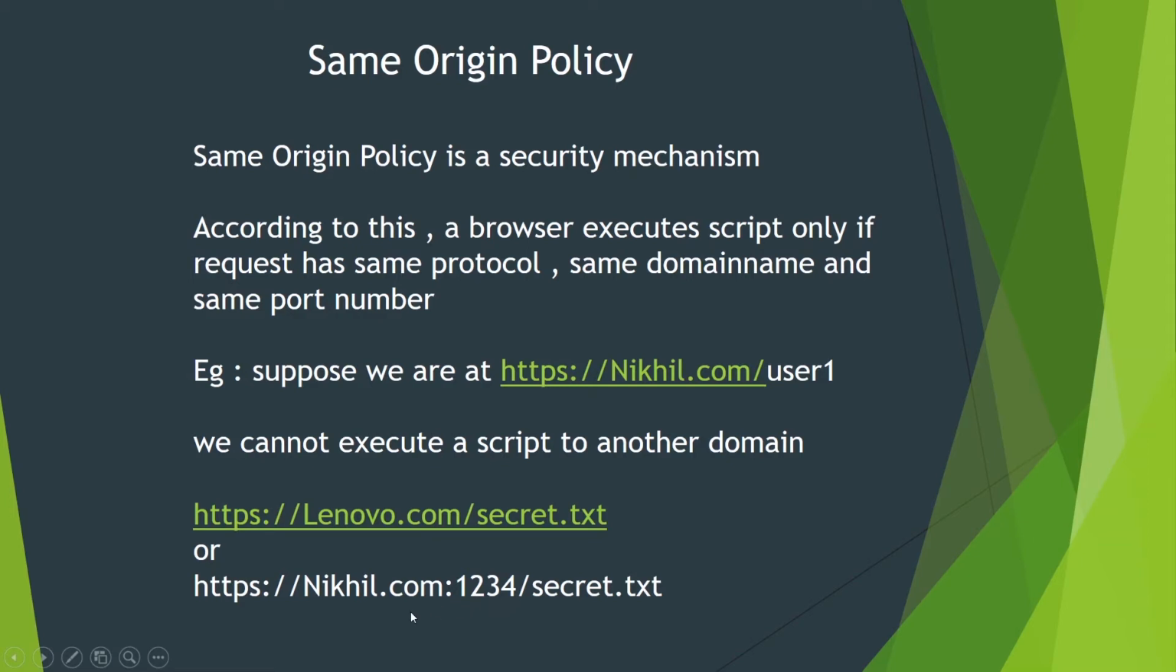And you can see here https nikhil.com, same domain, but the port number is 1234. That means there is another web service on port 1234, and whenever I use the script in nikhil.com to access this secret.txt file, it will not execute because the port number is different. So this same origin policy defines that you can only run scripts or access documents that have the same protocol, the same domain name, and the same port number.